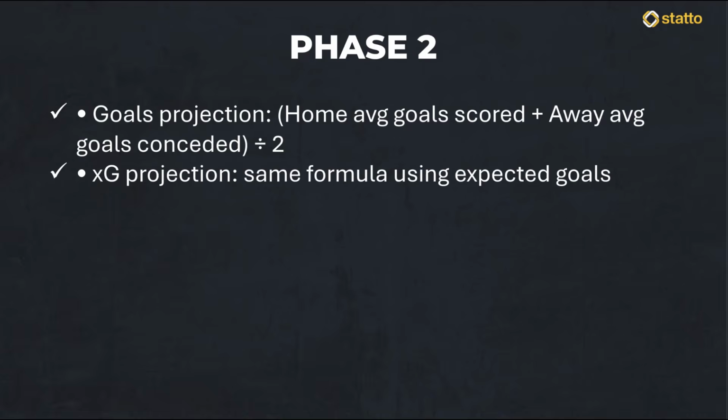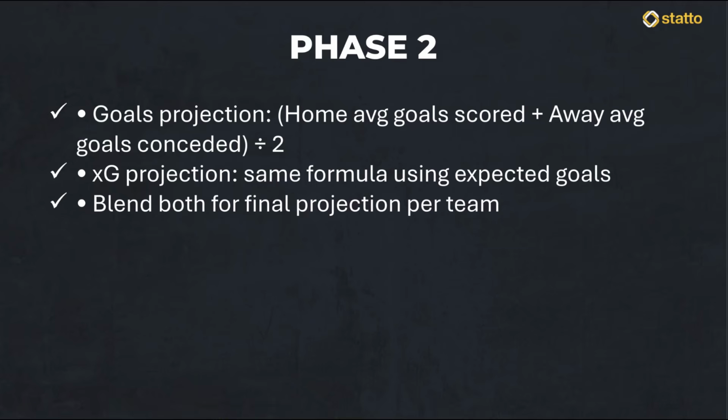What most people do wrong here is they only look at the final scoreline of previous games, but we approach this correctly by blending historical goals with expected goals. First, we calculate a goals-based projection by taking the home team's average goals scored and adding it to the away team's average goals conceded, then dividing by 2. We then do the exact same thing for the XG data. Finally, we blend those 2 numbers together to get our final projection for each side.